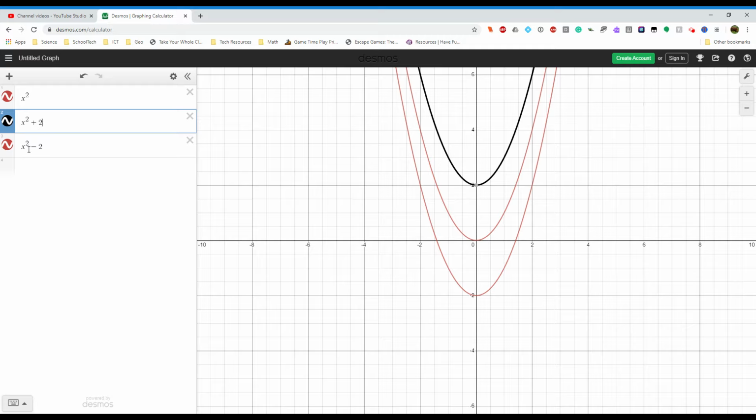Now for this one, negative 2, it's going to be this graph here. Right, it has a y-intercept of negative 2, which is our value for C. So C gives us our y-intercept. A and C are the most descriptive. B is a little bit less so.